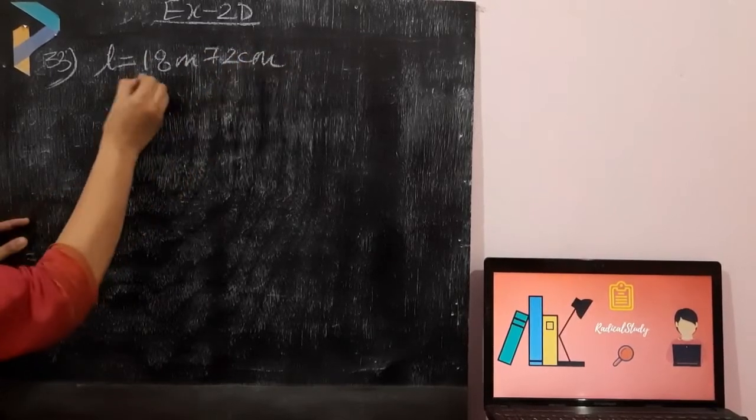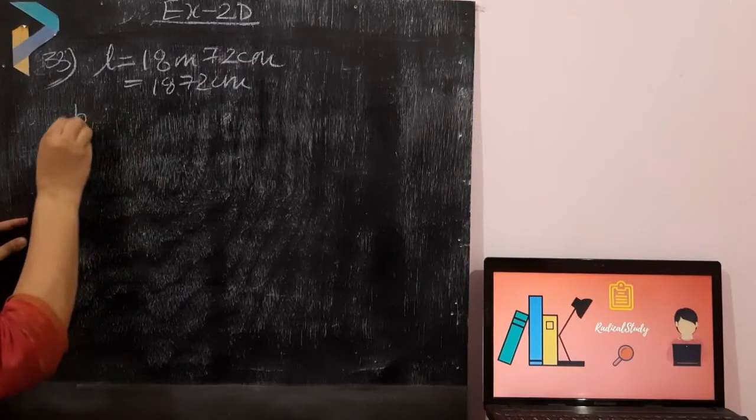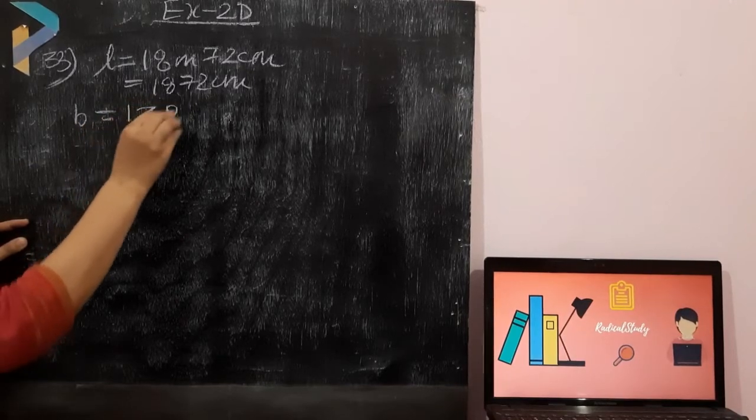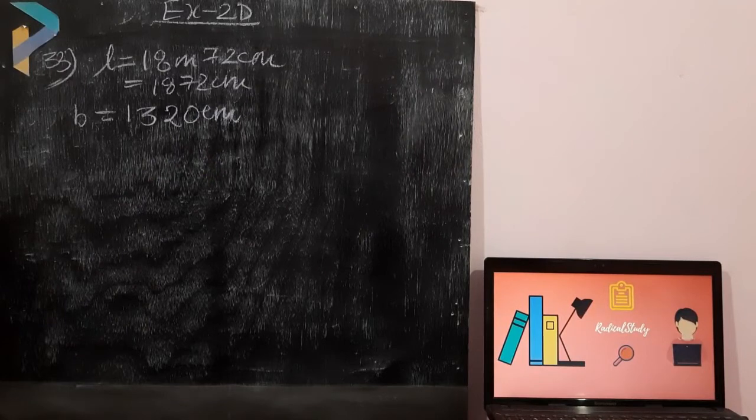So it will be 1872 centimeter. Now what is the breadth? The breadth is 13 meter 20 centimeter. So it will be converted into centimeter like this. It will be 1320 centimeter.